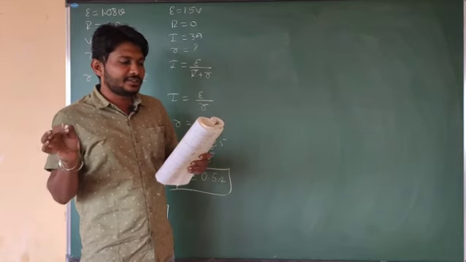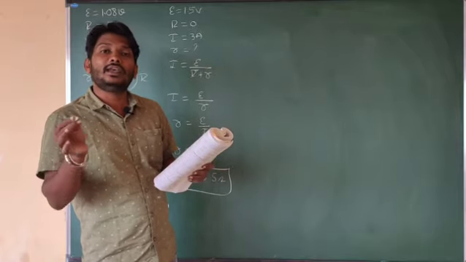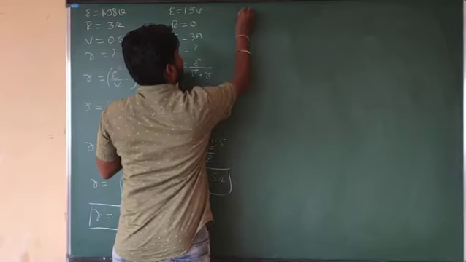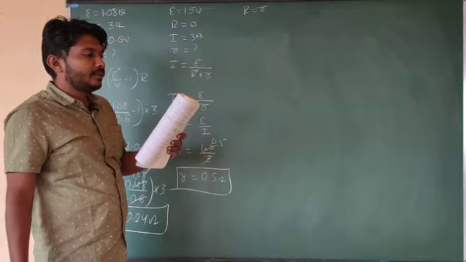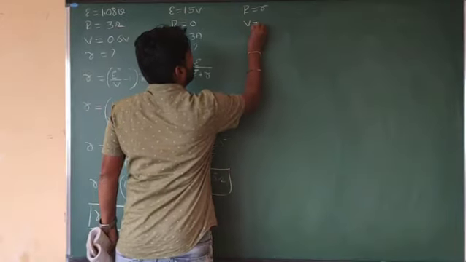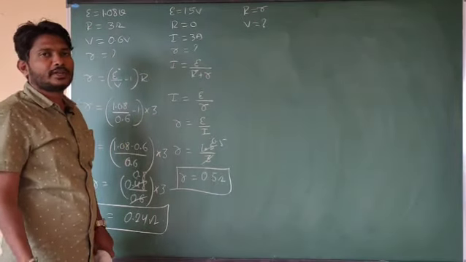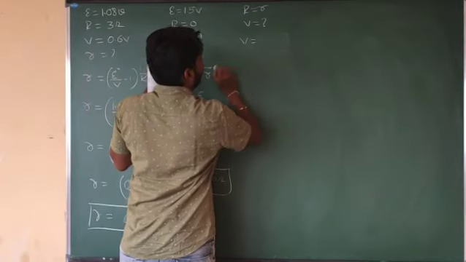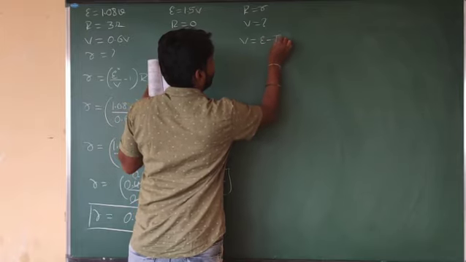If the external resistance is equal to the internal resistance of a cell of EMF E, then the potential difference across its terminal is, which thing do I need to find out here? If external resistance is equal to internal resistance, what about the terminal potential difference across the cell? So I have the connecting formula: V is equal to E minus I into r here.